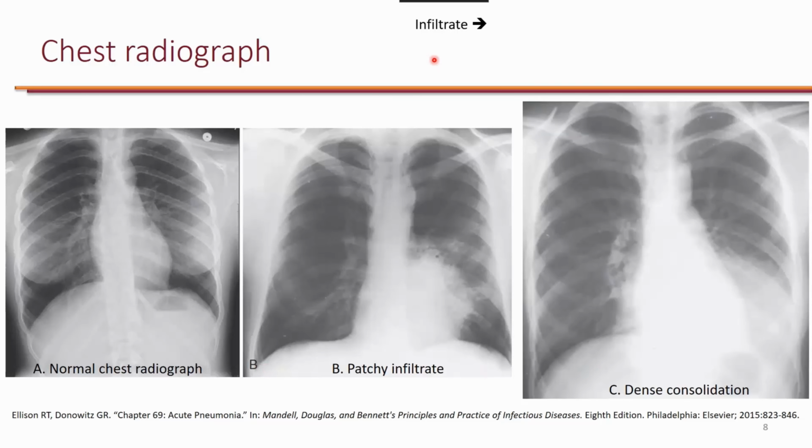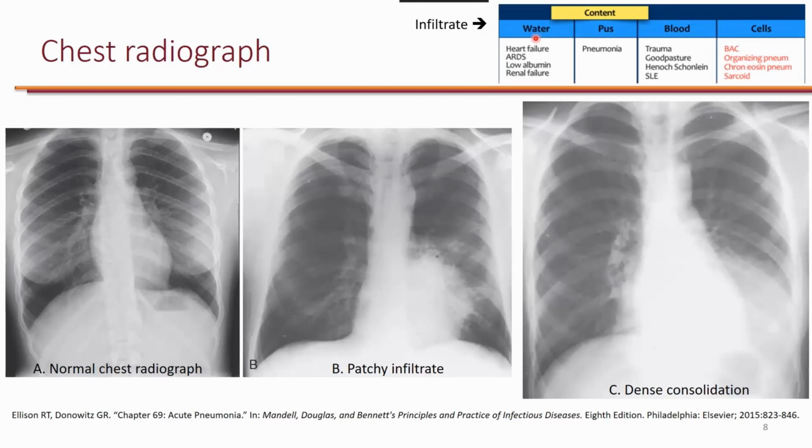Now, these infiltrates or increased opacities, which you will see in chest X-rays B and C, could be due to different things. Some of the possibilities include water in the lung. If you see water on the chest X-ray as infiltrate, it would be common in patients with heart failure who have fluid retention, patients with low albumin, for example. Cirrhotic patients also have fluid retention, so you will see these fluids as infiltrate on chest x-ray. The content can also be pus, which will be the case in pneumonia. So if the patient has pneumonia and there's pus in the lungs, you will see infiltrate on the chest x-ray.